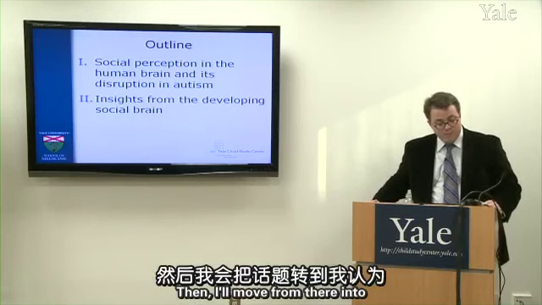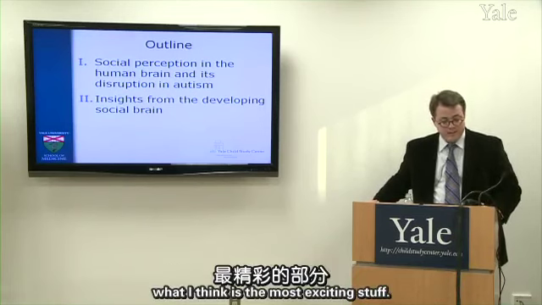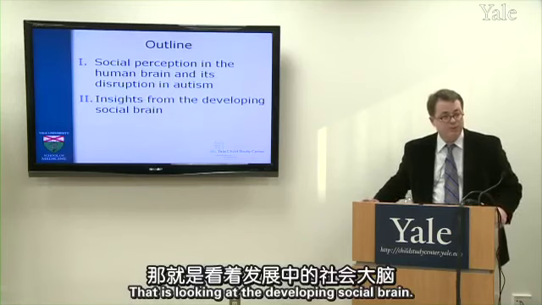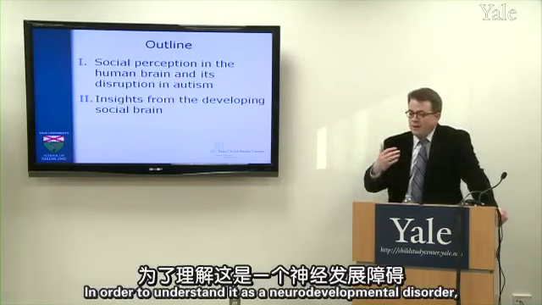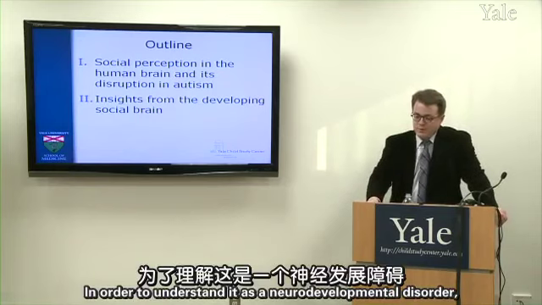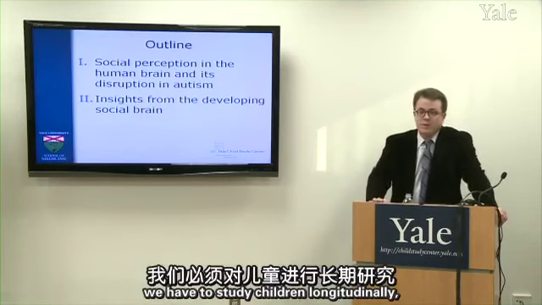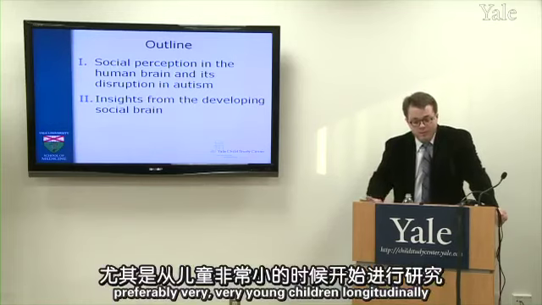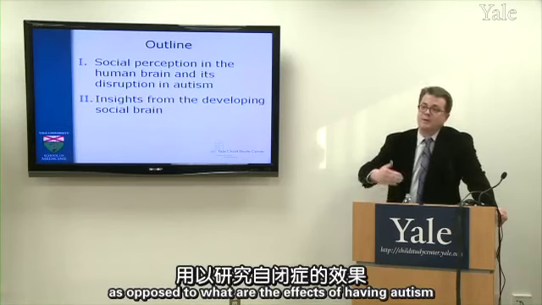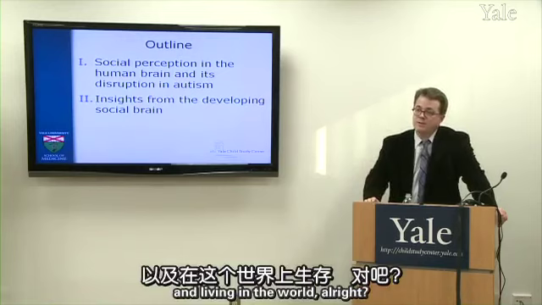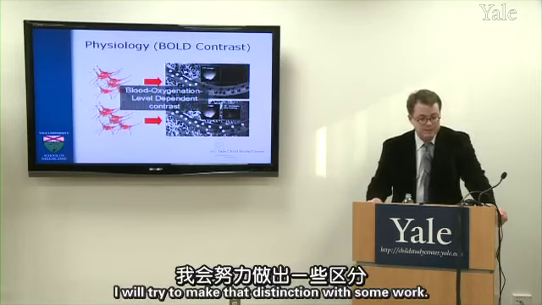And then I'll move from there into what I think is the most exciting stuff, and that is looking at the developing social brain, right? So autism is a disorder of development. In order to understand it as a neurodevelopmental disorder, we have to study children longitudinally, and preferably very, very young children longitudinally, so we can really get at what is the primary pathophysiology as opposed to what are the effects of having autism and living in the world, right? So I'll try to make that distinction with some work.